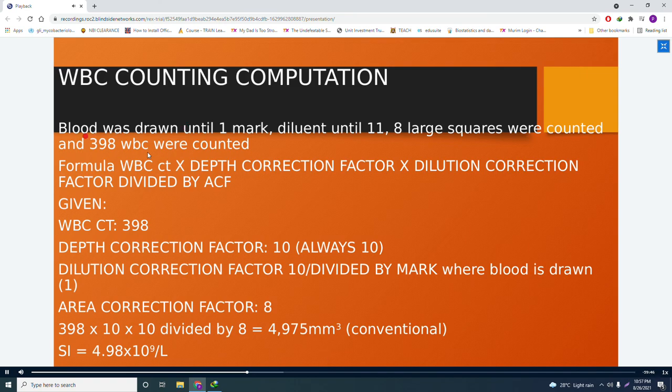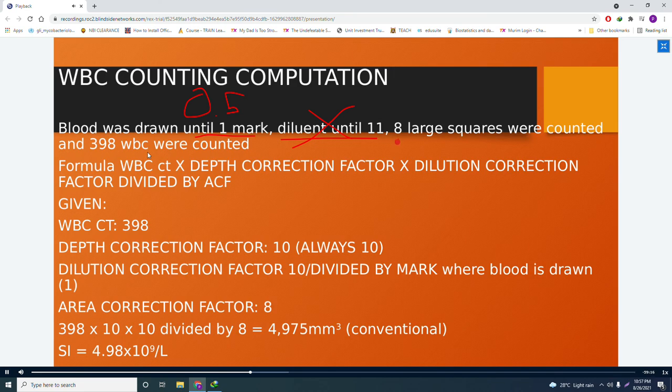Okay, blood was drawn until the 1 mark. Tas, nangyayari ito depending on the diagnosis of the patient. Normally, it is only until the 0.5. But may mga cases wherein the medtech is forced to adjust where it is drawn the blood. So ito, in this case, blood was drawn until the 1 mark, 1.0 mark. Diluent until 11. Again, ignore nyo to. Hindi mo yan kailangan sa computation.